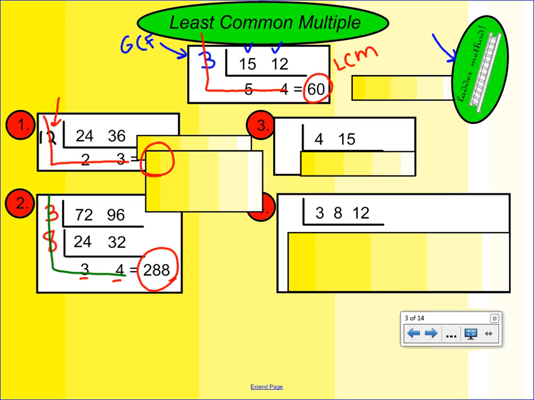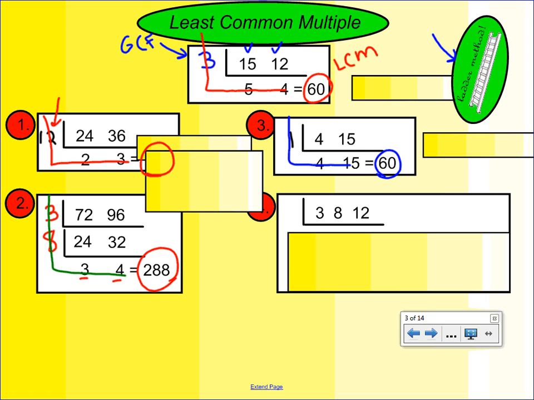In number 3, 4 and 15 really have nothing they can both be divided by, so I put a 1 out here. Those numbers are relatively prime. Underneath will be the 4 and the 15, and when I make my L to multiply them all, I'll see that my least common multiple there is 60.